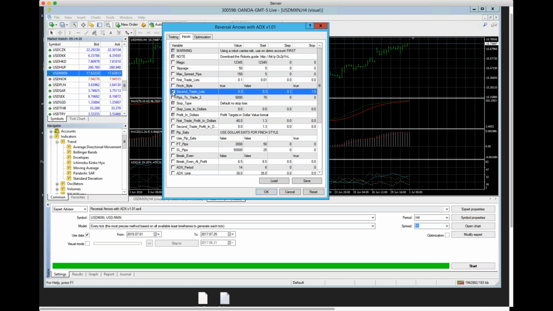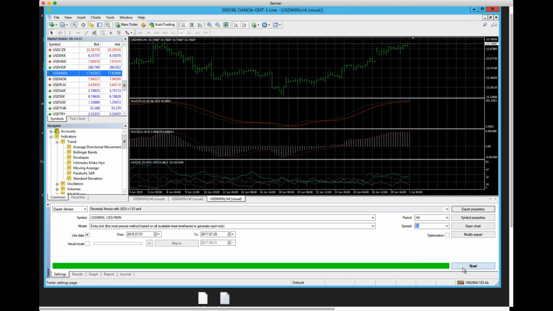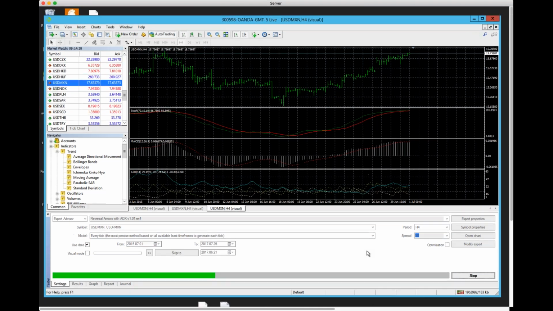Now, by checking the box next to second trade lots, and by entering a value for the start value, the step value, and the stop value, what MetaTrader will now do is optimize over this period of time. So I'll start the test, and now an optimization is running. This optimization might take, I don't know, 20 minutes, 10 minutes, 5 minutes, depending on how many variables you're testing.